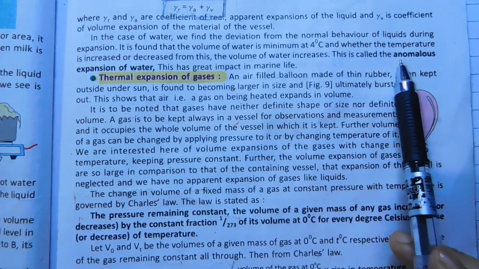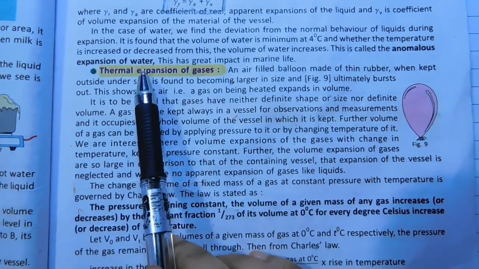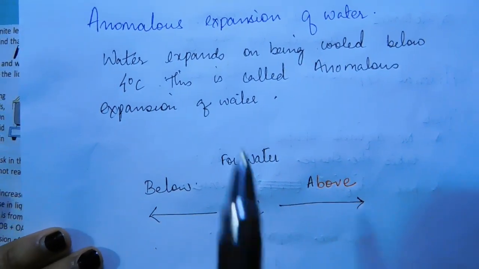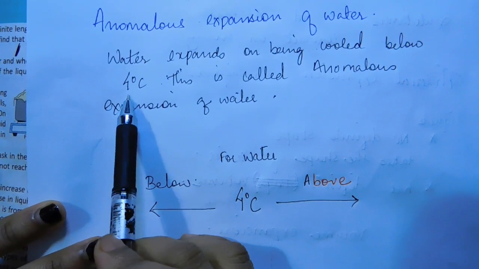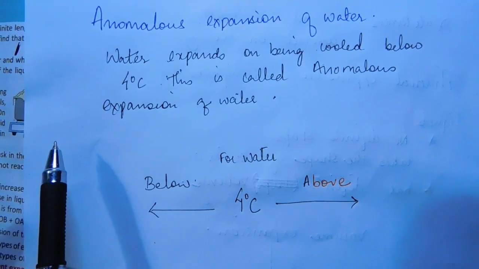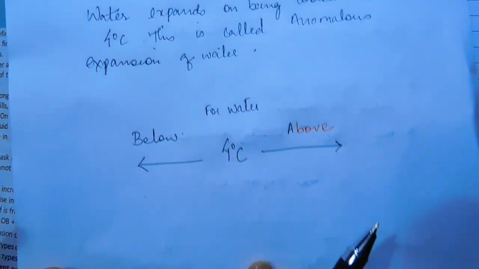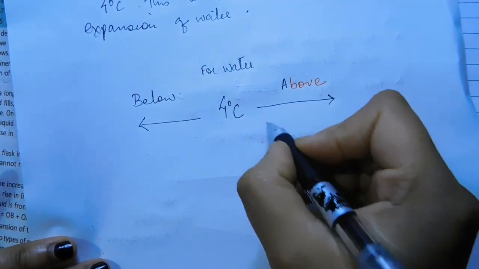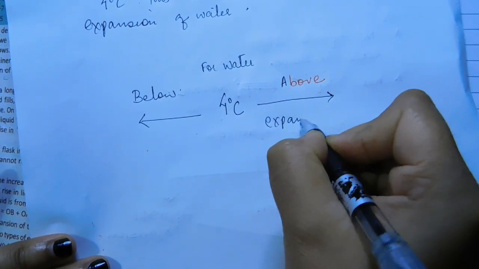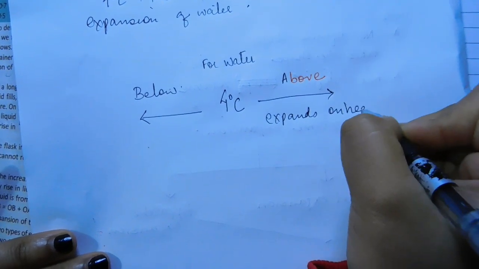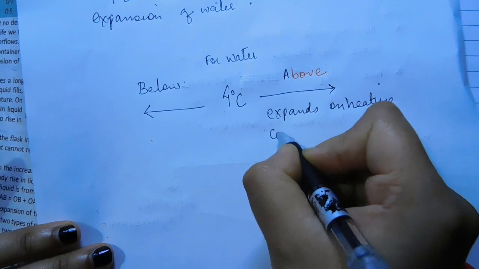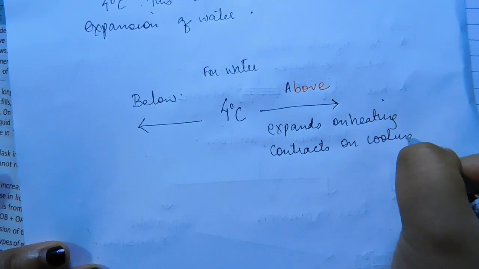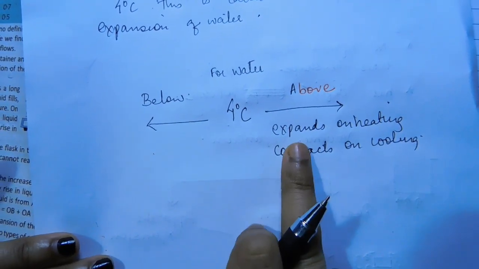Next we have a term here called anomalous expansion of water. This you have already done in the lower classes. You know very well, water expands on being cooled below 4 degrees Celsius. This property is called the anomalous expansion of water. Water above 4 degrees Celsius follows the general rule, that is, it expands on heating and contracts on cooling. But below 4 degrees Celsius, it does not follow this rule.